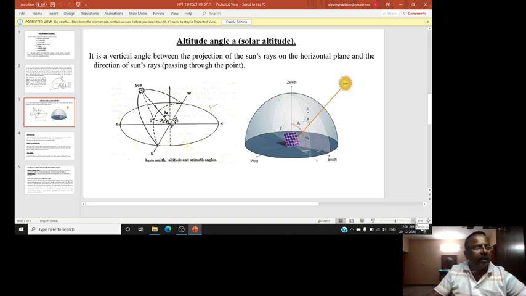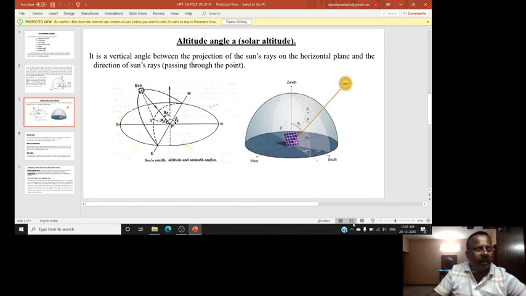And another one is this one, that is the hour angle, W. It is the measure of time, and it is equal to 15 degrees per hour. It is measured from noon based on the local solar time or local apparent time, what we are calling LAT, local apparent time. It is positive in the morning and negative in the afternoon.